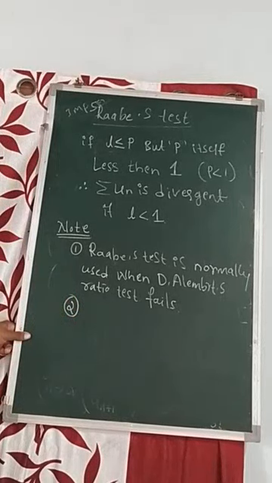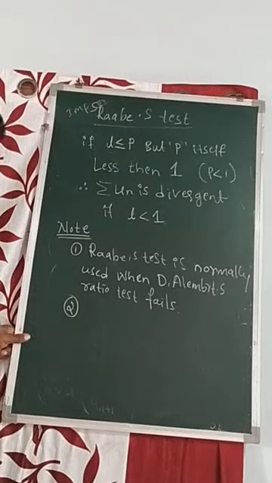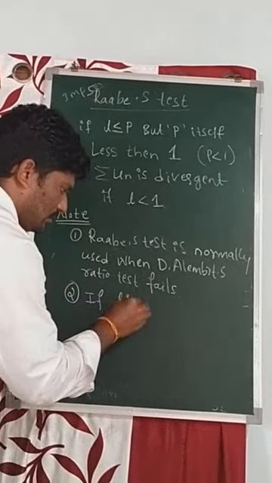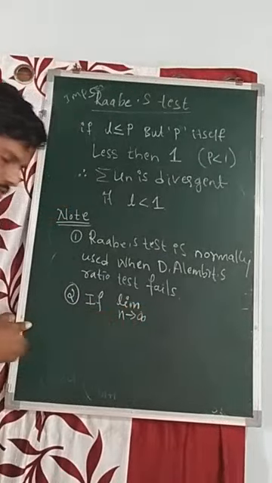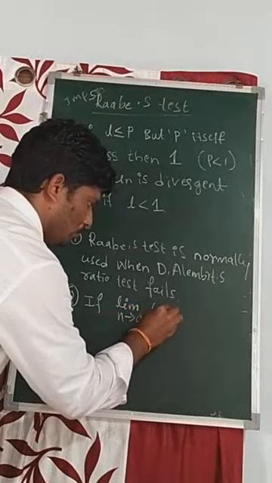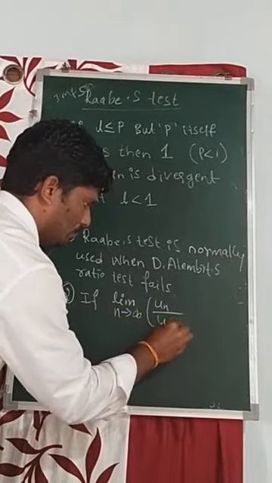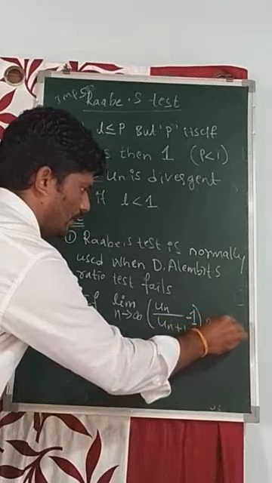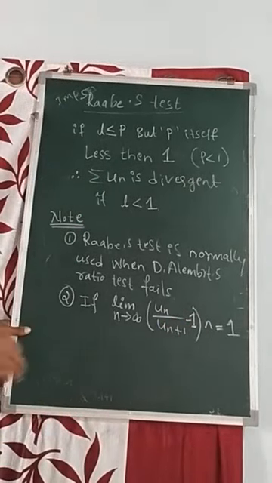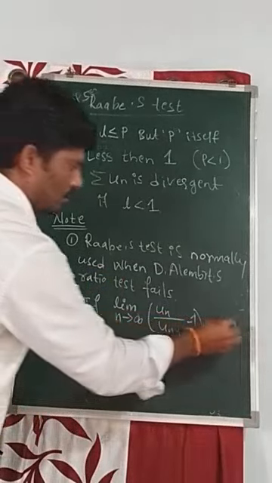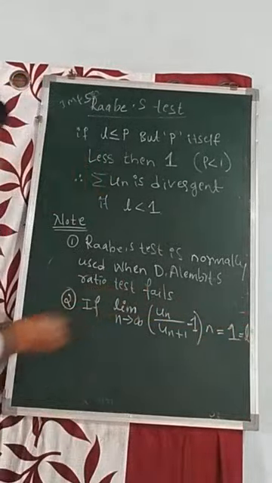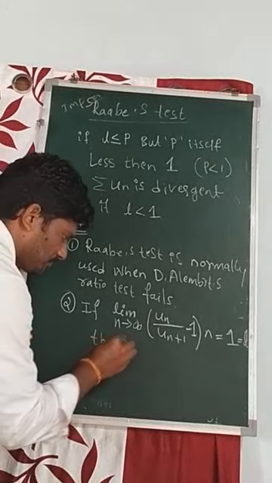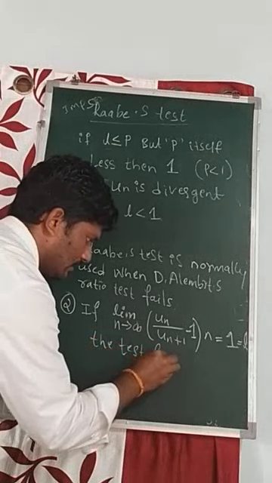Raabe's test: applying the condition, limit n tends to infinity, un divided by un plus 1 minus 1 into n equal to 1, equal to L equal to 1. The Raabe's test fails. The test fails.